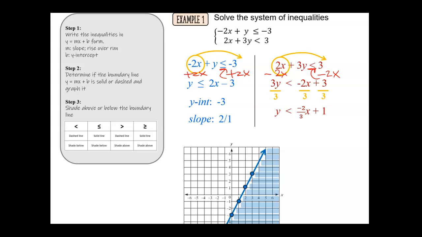Now, if you got all that, so what's my y-intercept? Mx plus b. What's my b? 1. What's my slope?